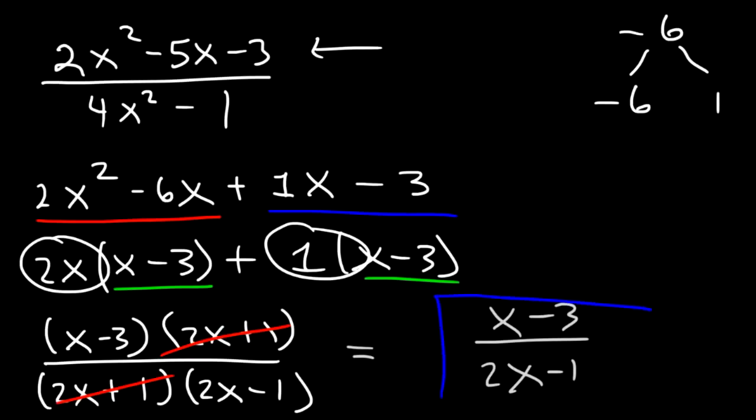So now you know how to simplify rational expressions. Factor, take out the GCF, and cancel. And that's basically it. So thanks for watching.